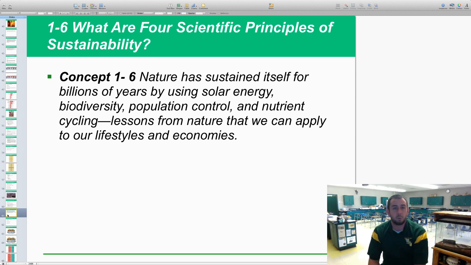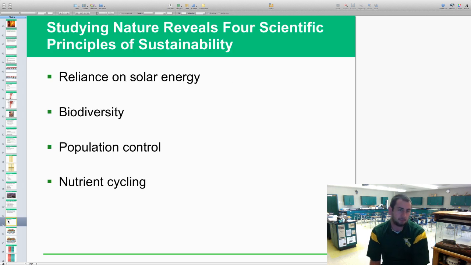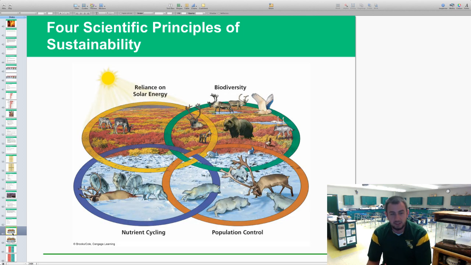Our last little section is the four scientific principles of sustainability. We'll refer back to these in almost every chapter of the book, but the major four are here. I would definitely know these four for the quiz: reliance on solar energy, biodiversity, population control, and nutrient cycling. There's a picture of them on the back cover of the textbook. Those are the four basic scientific principles of sustainability: reliance on solar energy, biodiversity, nutrient cycling, and population control.